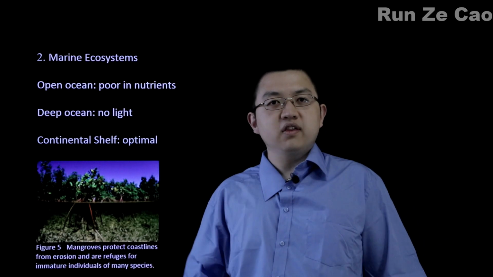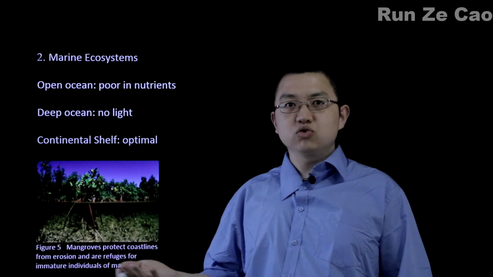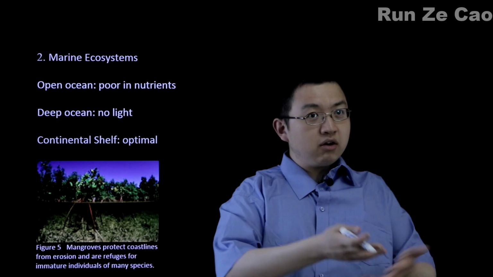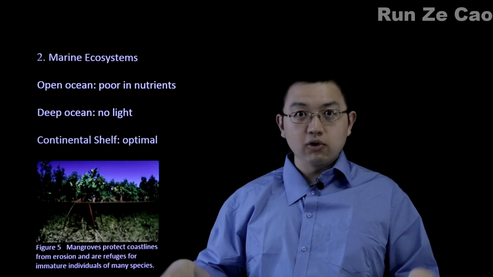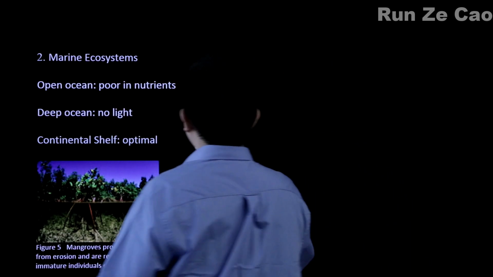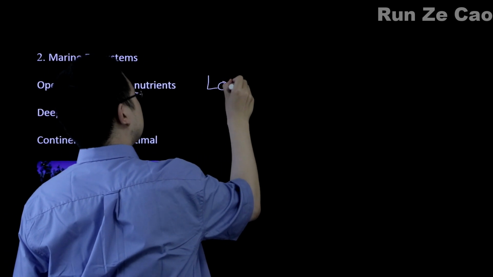If we're going to grow photosynthesizers, don't we need nutrients and minerals? Where are the nutrients and minerals? Very low. So, in the open ocean, there is low productivity.